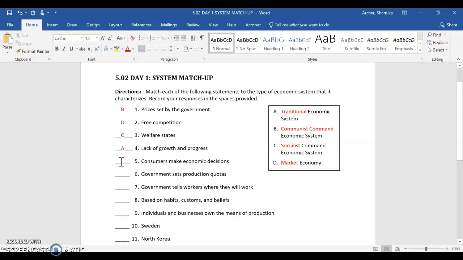Number 5 says consumers make the economic decisions. Well, this is the market economy. So think of the United States when you think about the market economy, because we do make some decisions. There is government influence, but we make the majority of the decisions. And then 6, the government sets production quotas. That is B. That is a communist command because they control all aspects of the government. So this is what the communist does. They control what's produced, how it's produced, and who it's produced for. So this is what you're looking at here.